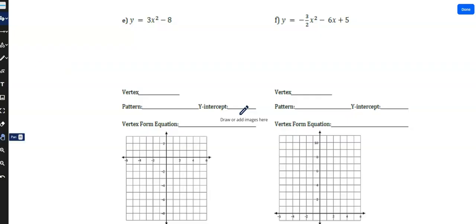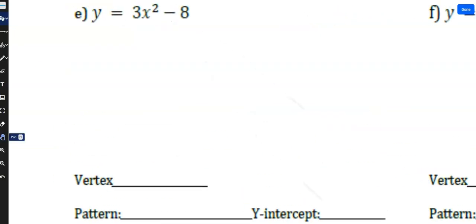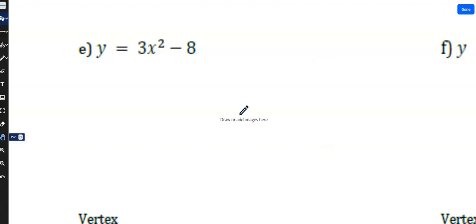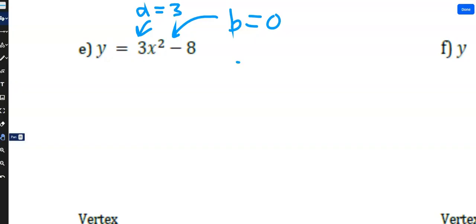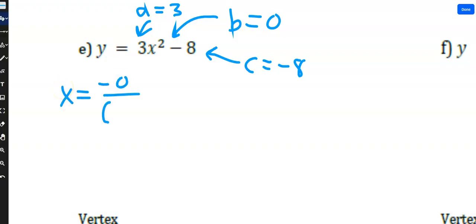So on this next one, we've got the b value looks like it's missing. Well, that's because the b value that's in the middle is a 0. You've got your a value right here, 3. You got your c value right here at negative 8, but your b value, which looks like it's missing, is 0. So that means x equals the opposite of 0 over 2 times 3.